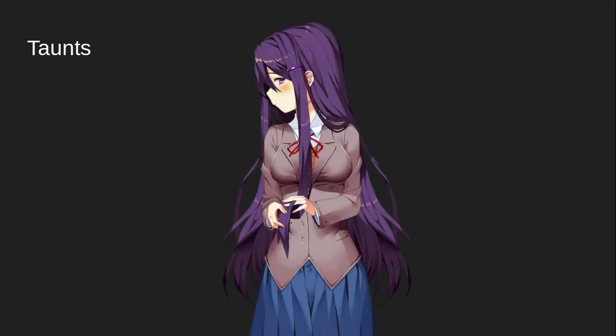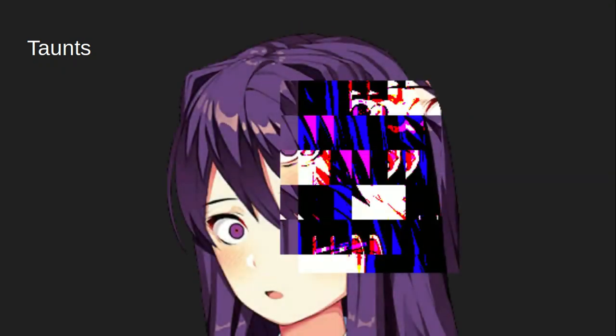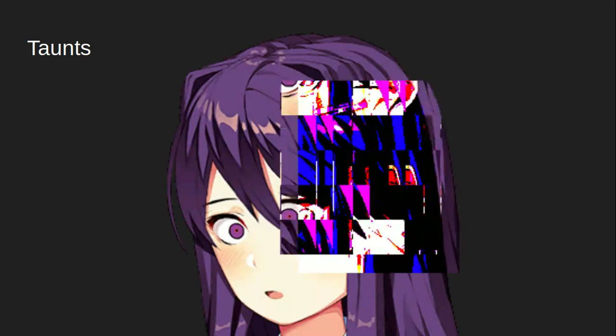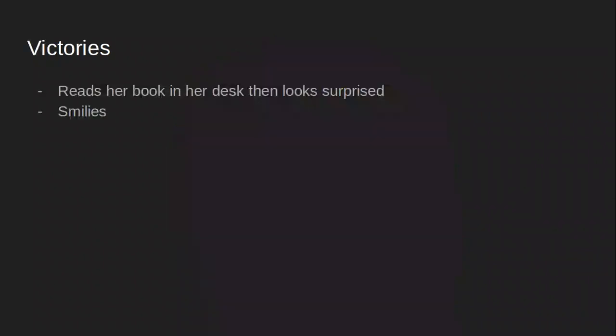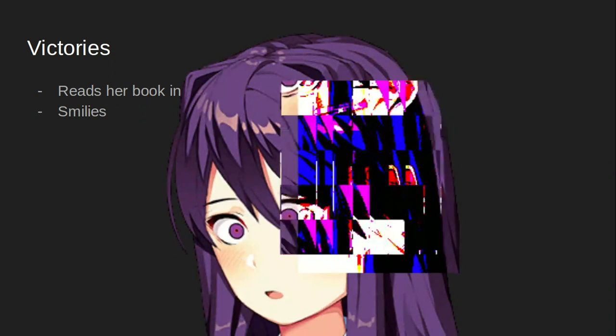Okay, for the taunts, the first one, we have her read a poem, except nothing would happen, unlike the neutrals here. The second taunt, we have her do her usual look, as we see in Doki Doki Literature Club, or one of her sprites, whatever you call them. And the third taunt, we have her do the lagging glitch thing, as we also see in Doki Doki Literature Club. The victories, starting with the first one, we have her read a book at her desk and then look surprised. The second one, we have her just smile. And the third one, we have her do the glitch eye effect, but then smile.